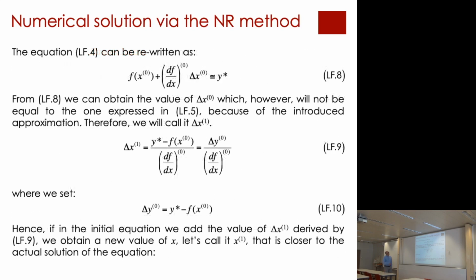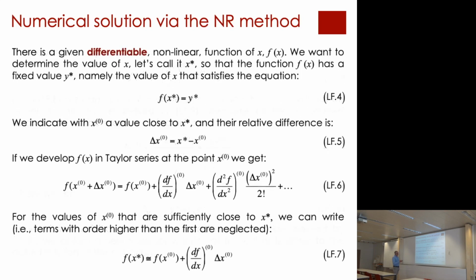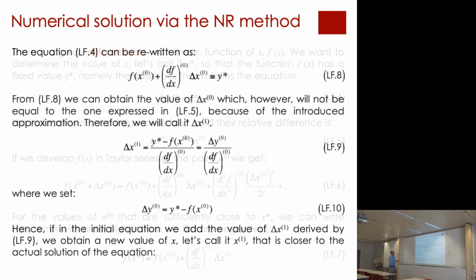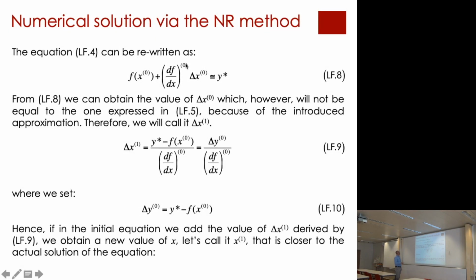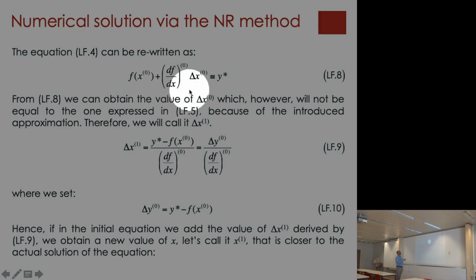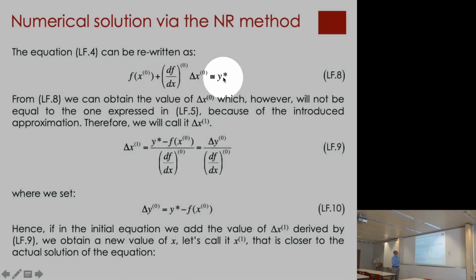Now, if I change the way I'm writing this equation, so essentially write f of x star minus f of x0, I get my y star, and I can refactorize the equation in this form. So f of x0 plus df over dx computed in x0 times delta x0 is equal to y star.